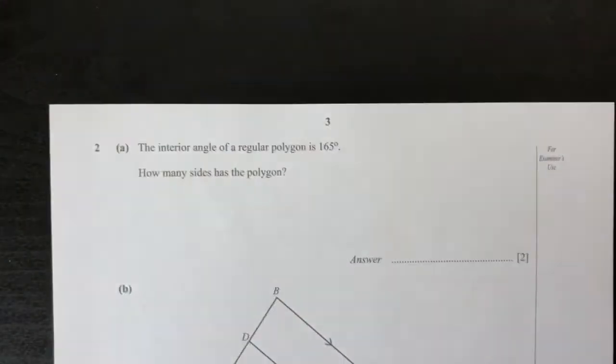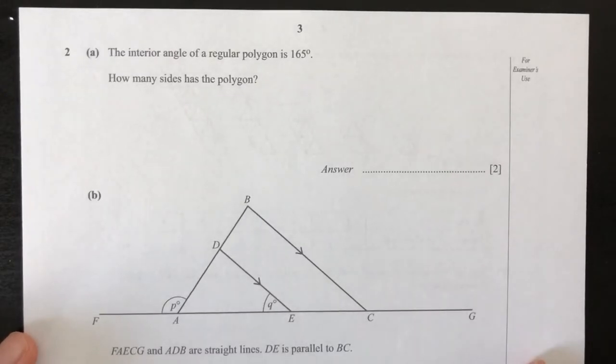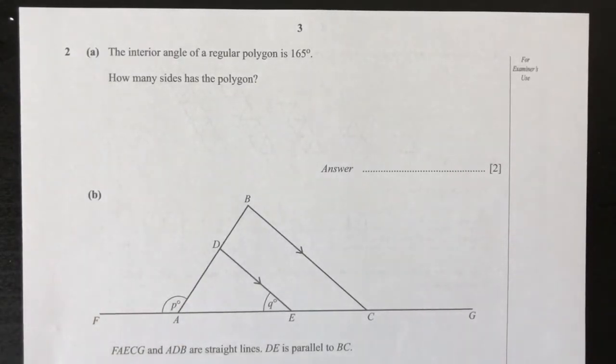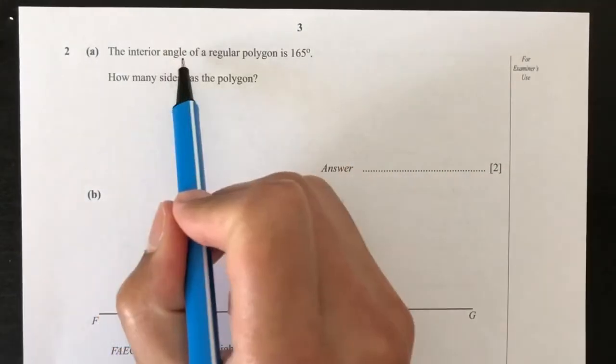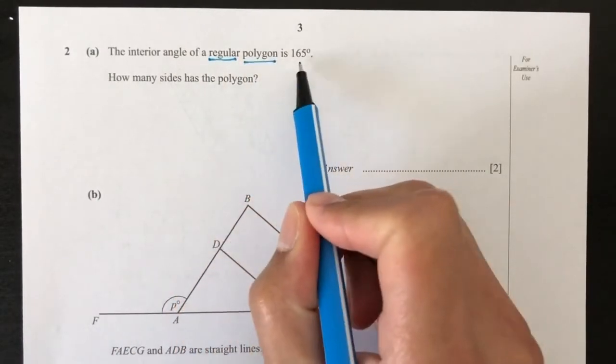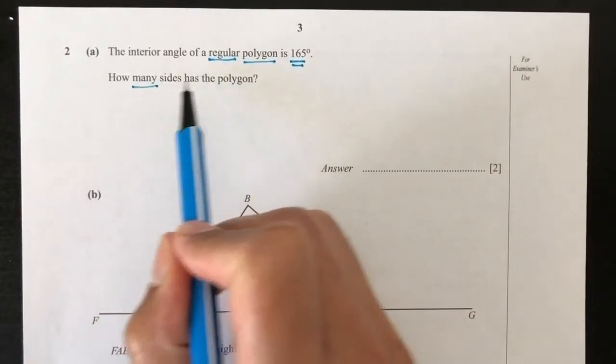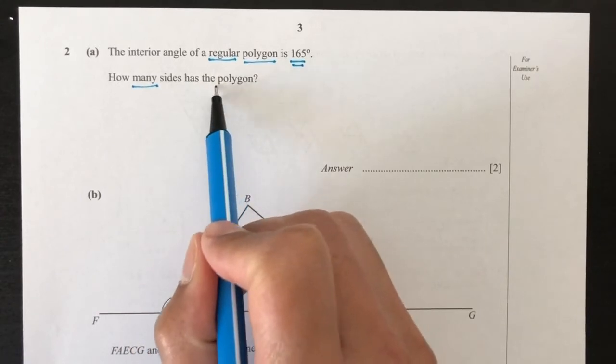Now let's move on to question number 3. It says the interior angle of a regular polygon is 165. How many sides does the polygon have?